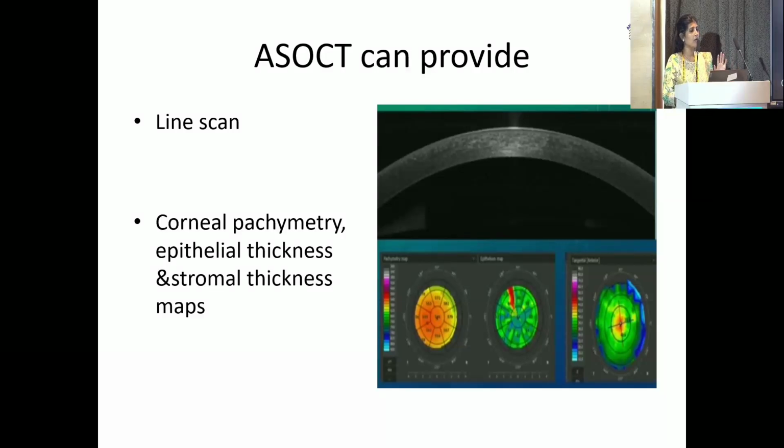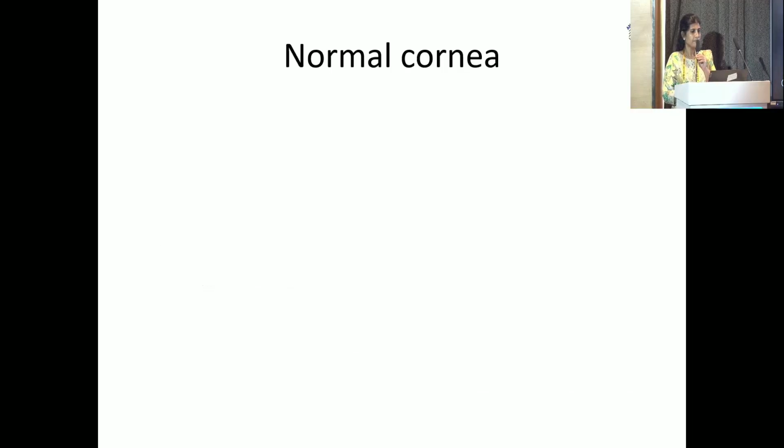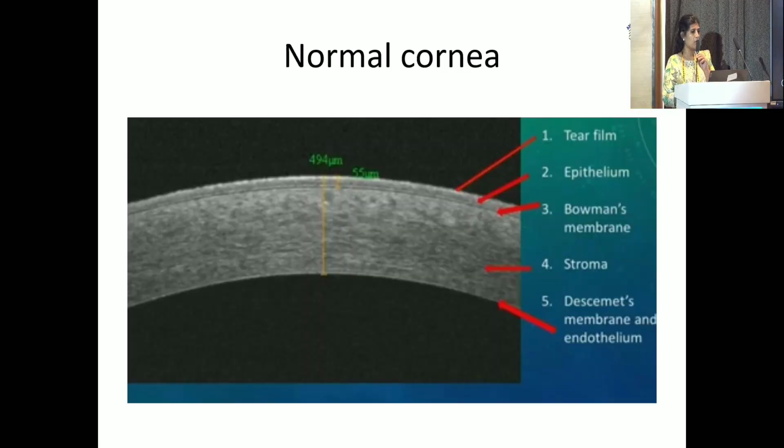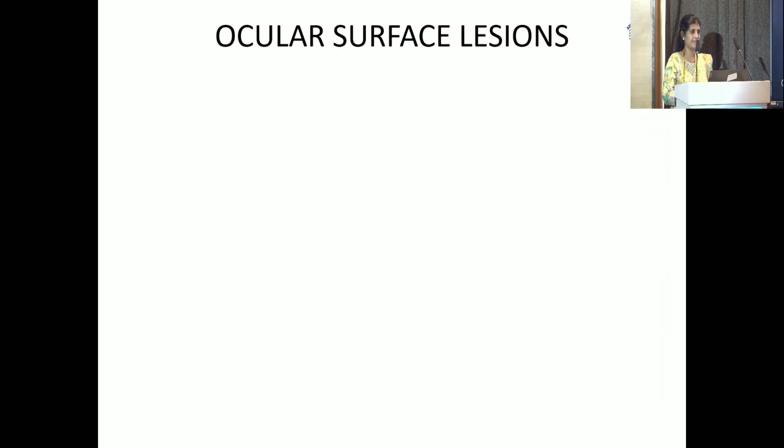But I'll be speaking on how we can use AS-OCT as a line scan modality. We'll see how a normal cornea looks in AS-OCT. First is the hyperreflective layer of the tear film, followed by the translucent layer of the epithelium. Then the hyperreflective layer is the Bowman's membrane, then a varied reflectivity of the stroma, and the last hyperreflective layer will be your Descemet's endothelium complex.